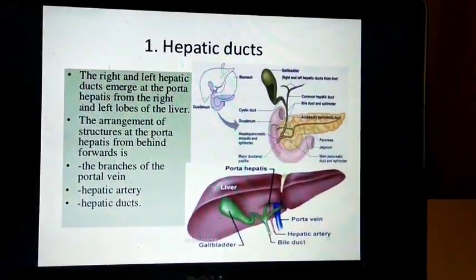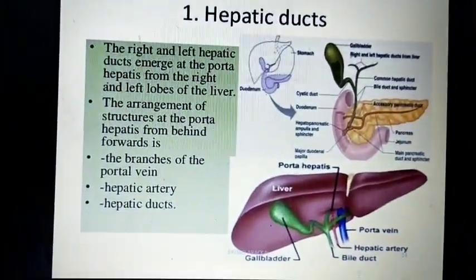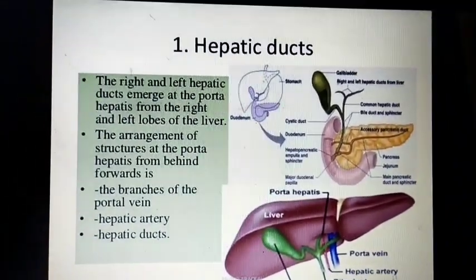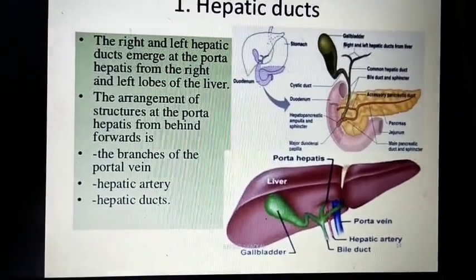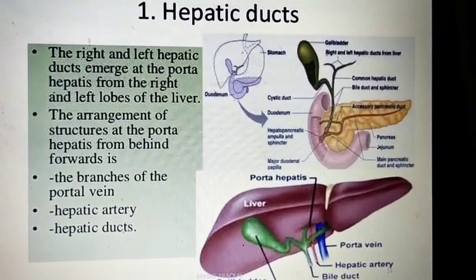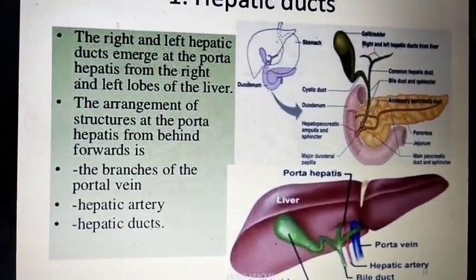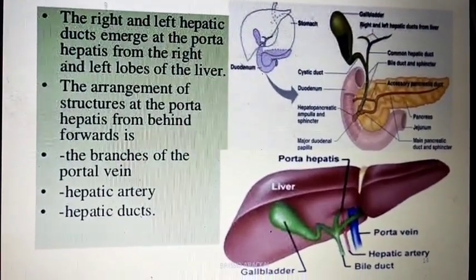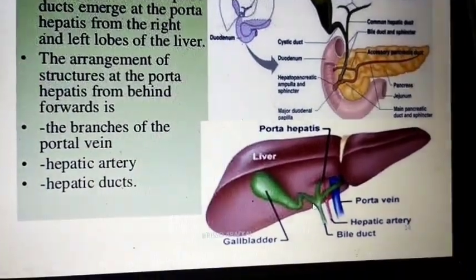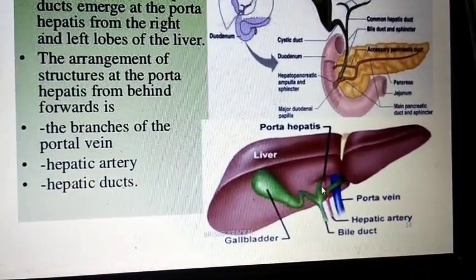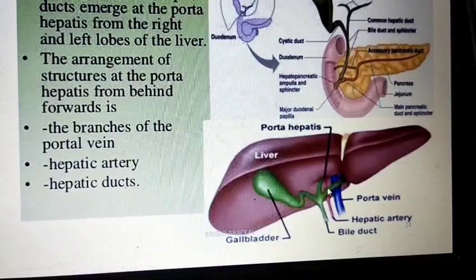Now we can go for the hepatic ducts, the right and left hepatic ducts. The right and left hepatic ducts emerge at the porta hepatis from the right and left lobe of the liver. You can see here, the right and left ducts come together and form the porta hepatis.